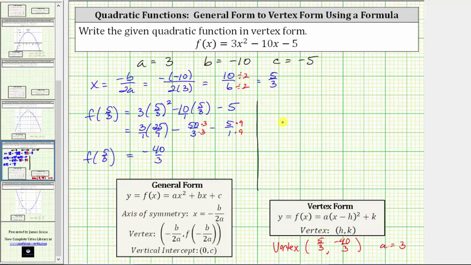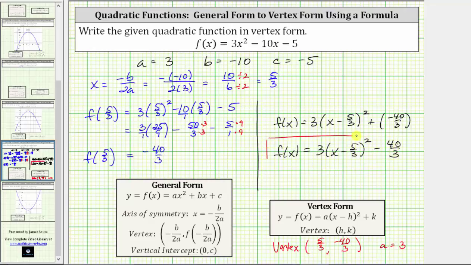In vertex form, we have f of x equals a, which is 3, times the quantity x minus h squared, which in our case gives us the quantity x minus 5/3 squared, plus k gives us plus negative 40/3, but plus negative 40/3 is equivalent to minus 40/3, so let's rewrite this as f of x equals 3 times the quantity x minus 5/3 squared minus 40/3.